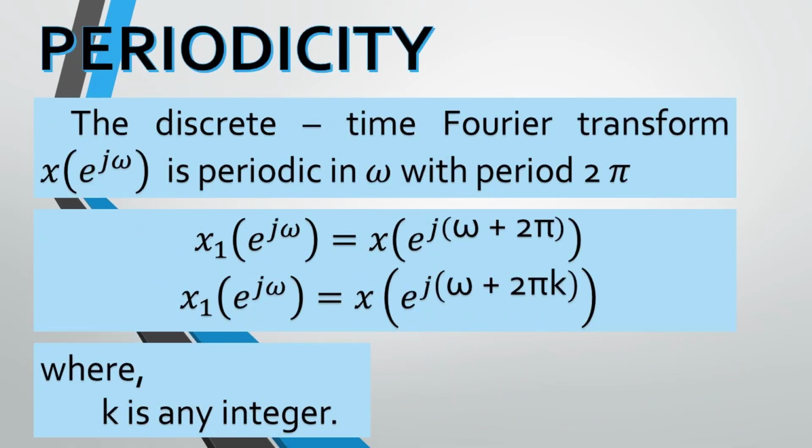The next property is periodicity. The discrete time Fourier transform X of e raised to j omega is a periodic signal in the frequency domain with period 2 pi. We can represent the periodicity like this. This is the Fourier transform of the signal x of n, that is equal to X of e raised to j quantity omega plus 2 pi, because the same frequency characteristics repeat after a 2 pi period, not only at 2 pi but at 2k pi, where k is any integer.